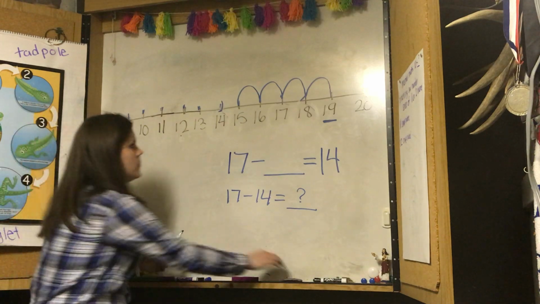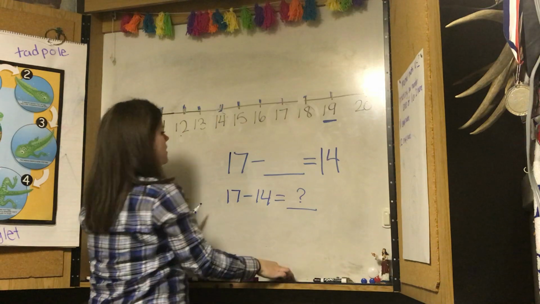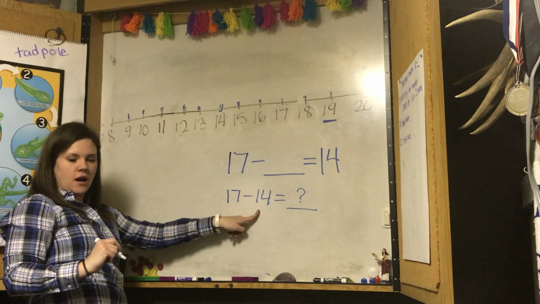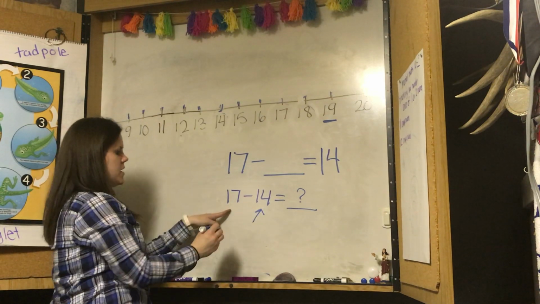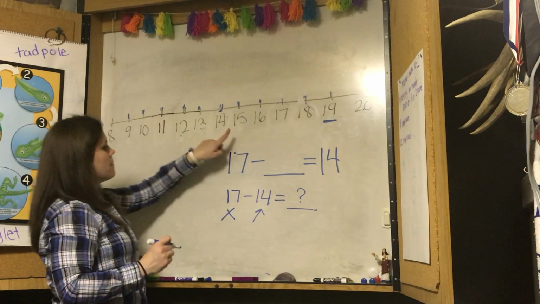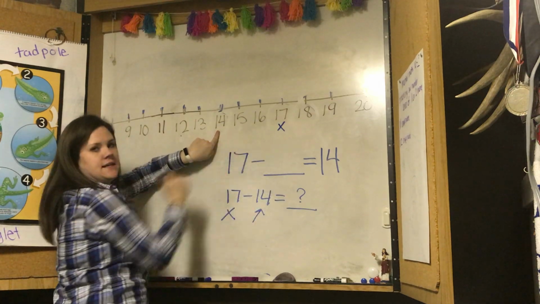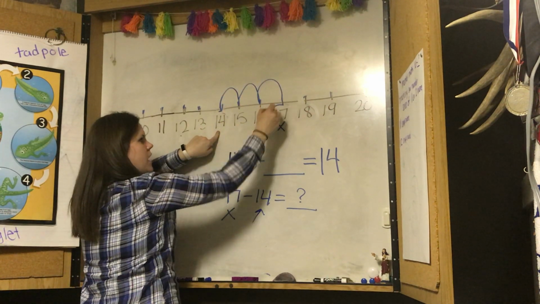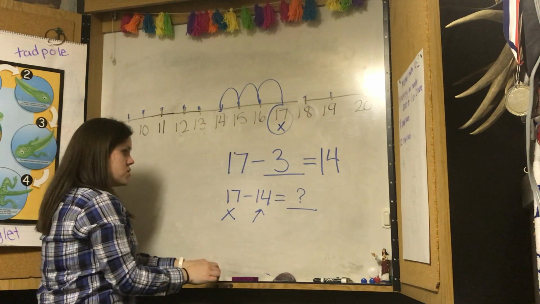So 17 minus 14 equals what? Here is my part. I'm going to use my number line. I'm going to start here. I'm going to stop here. However many hops I do is my missing part. I'm starting at 14. I'm stopping at 17. Ready? 1, 2, 3. 17 minus 3 equals 14.